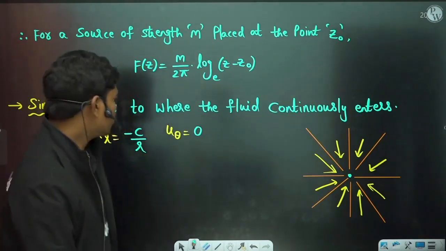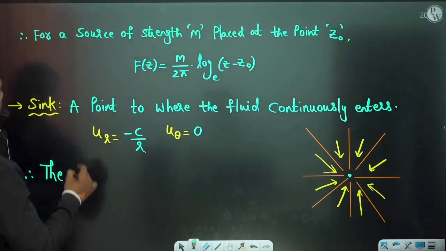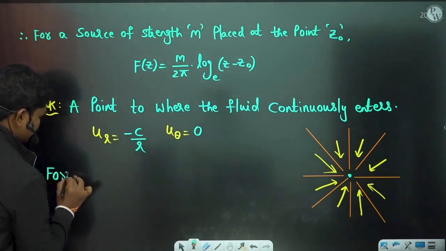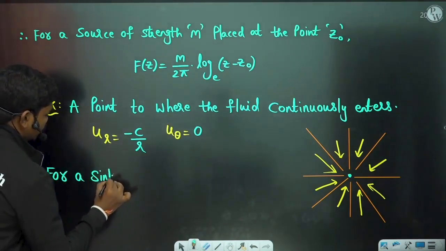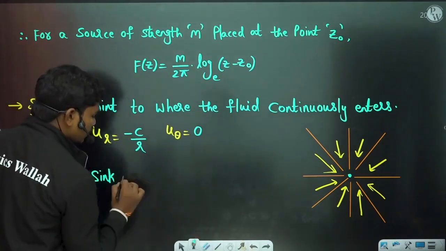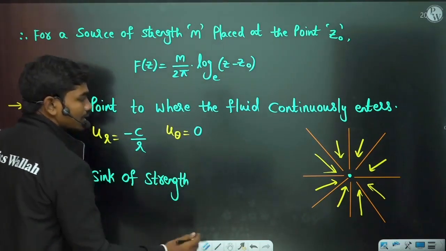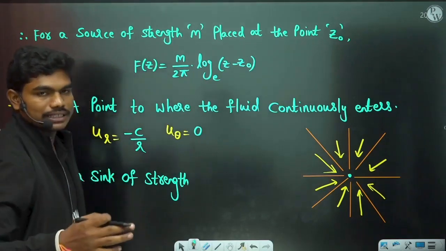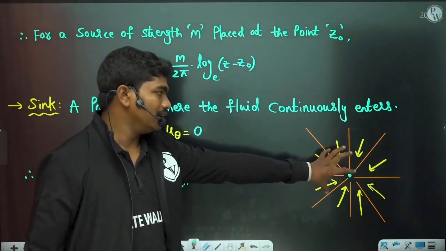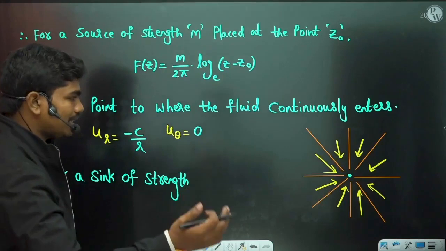So therefore, the complex potential function for a sink of strength m. Again, the strength of a sink is defined as the discharge that enters into the point per unit length of the sink. So it is basically the simple opposite of the source, where the source actually gives and the sink actually takes, like in the thermodynamics case, which supplies heat and which takes in heat.